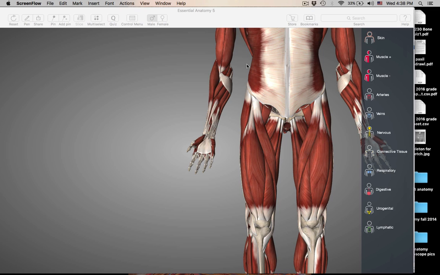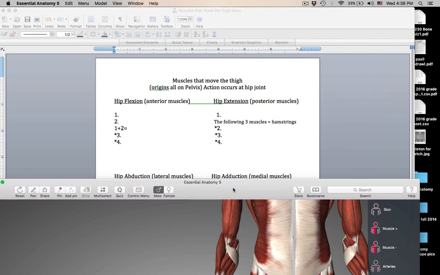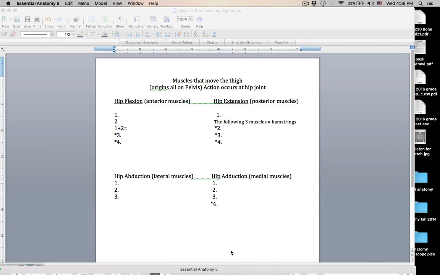Before we get started on this, I want you to make out a sheet that looks something like this. Muscles that move the thigh. The origins are all on the pelvis. Action occurs at the hip joint. You're going to have a slot for hip flexion with 1, 2, and then you'll have a 1 plus a 2. We'll explain what that means. And then a 3 and a 4. 3 and a 4 are going to have stars by them.